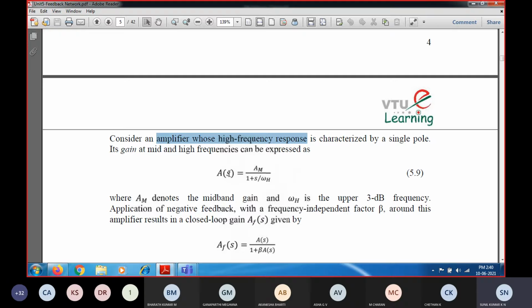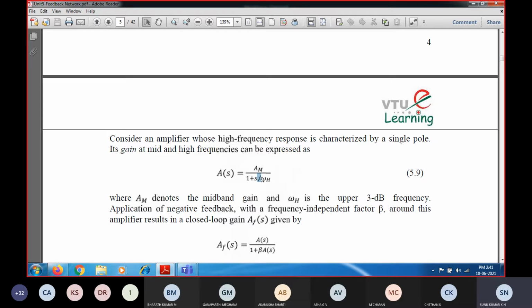S is equal to J omega. If I substitute S is equal to J omega, then it will depend upon the physical frequency. So A is nothing but the amplifier. So we are going to write the amplifier frequency response with respect to the complex frequency variable: A of S will be equal to the midband gain which you are going to get from the amplifier, that is nothing but a constant AM divided by 1 plus S by omega H.